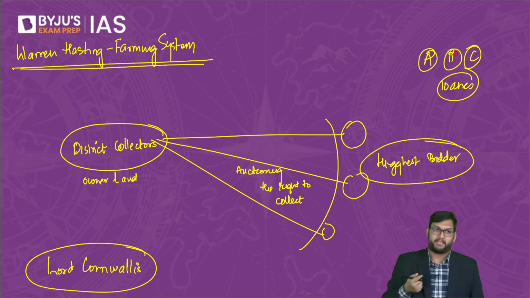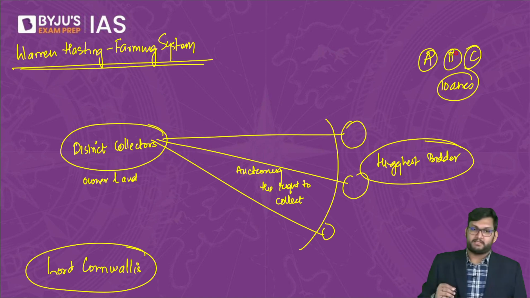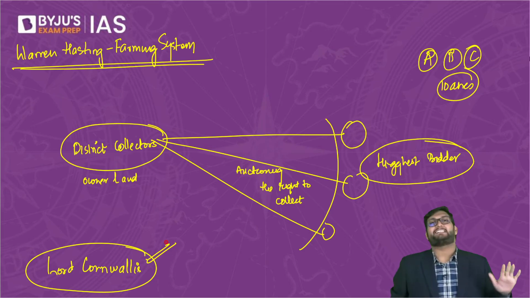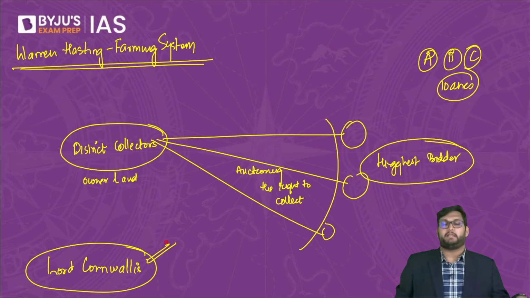Now, Lord Cornwallis was given a mandate by the East India Company Court of Directors: go and give us consistent income. They want consistent income. Why? What is the reason why they want consistent, predictable income? You tell me. What is the reason for that?